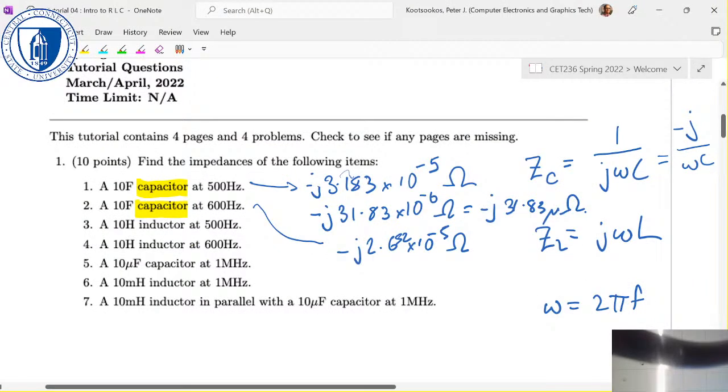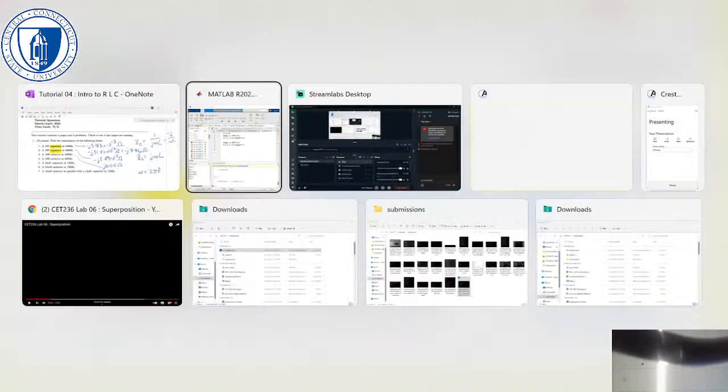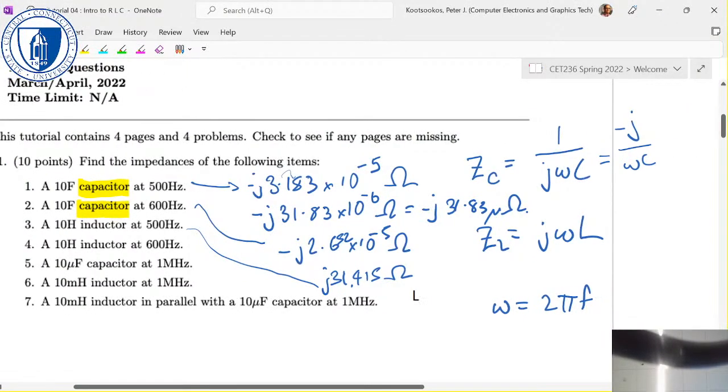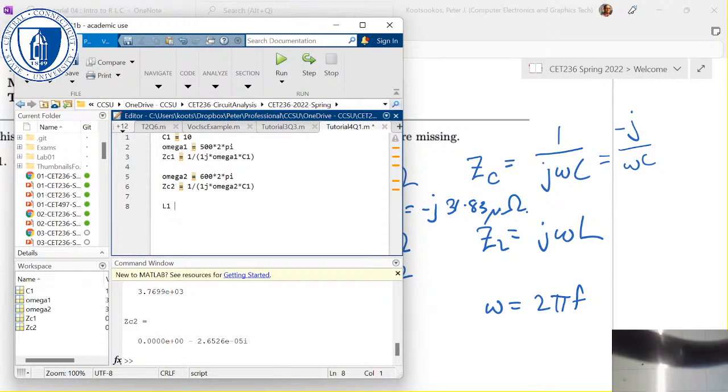And somebody else. AJ, what did you get for number 3? 31,415. Okay, let's see. So L1 is 10, and we've got the omega 1. So ZL1 is J omega 1 L1. And that looks pretty good.